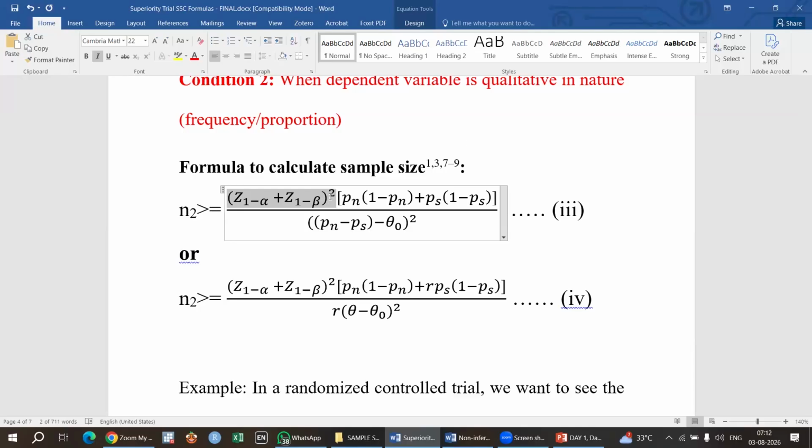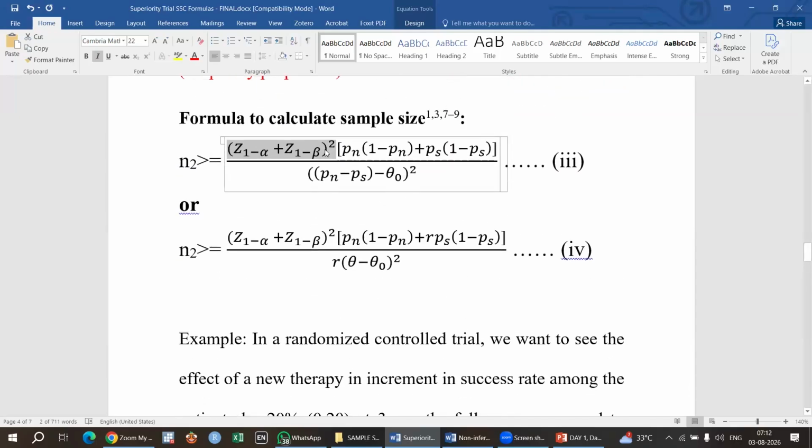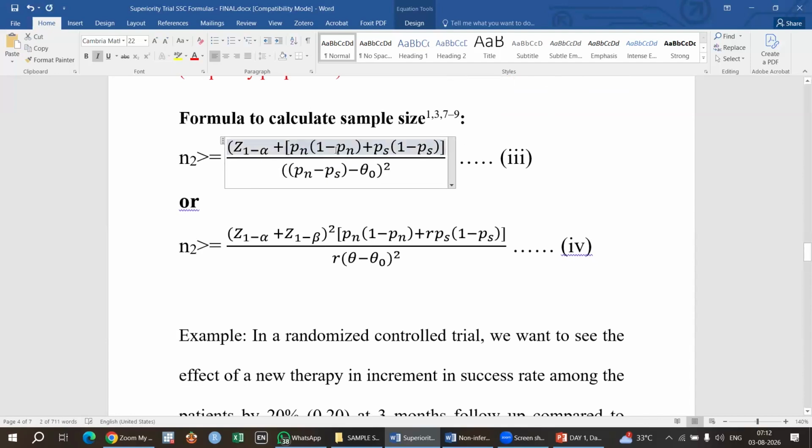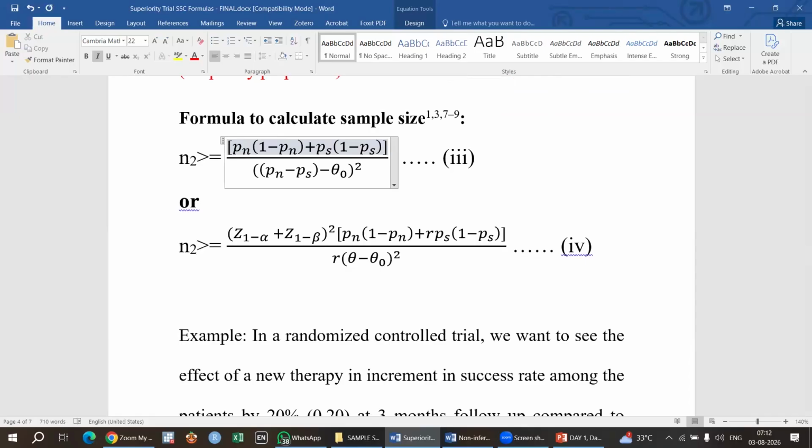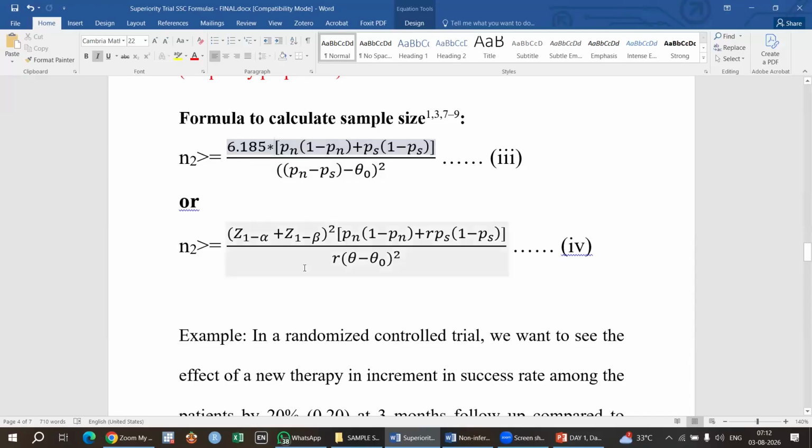Got it? Yes, sir. Very good. So here we can write it down, there is no problem. 6.185 we can write down, multiplied by this. Then what is the problem? We have Pn, Ps, and we have theta 0 also. So we can see this example.